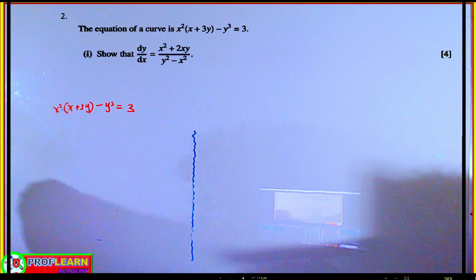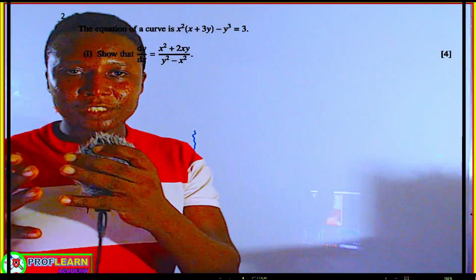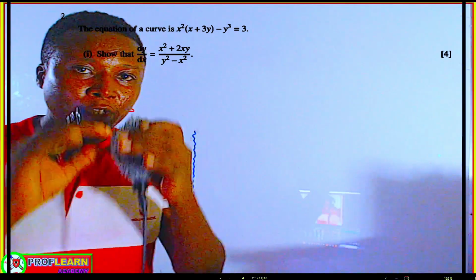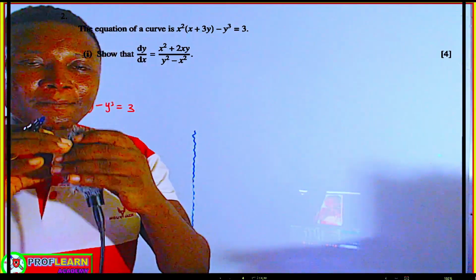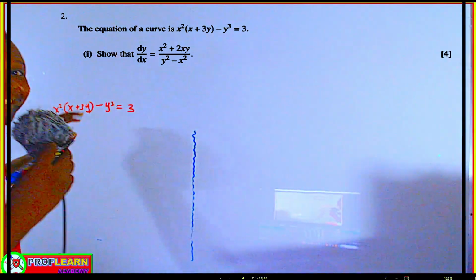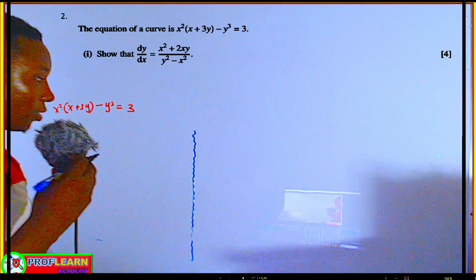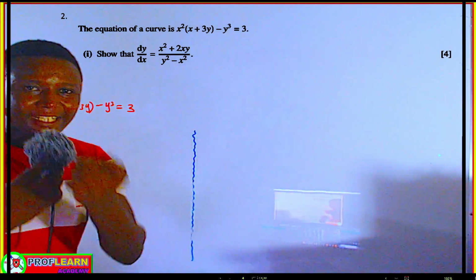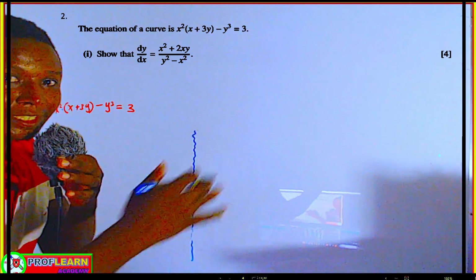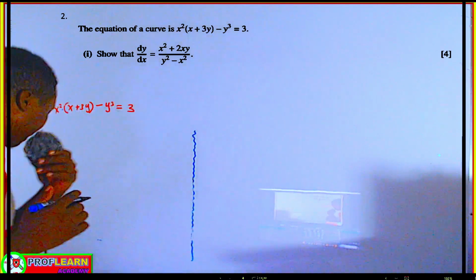Implicit differentiation means that you are not going to rearrange this function so that you have x values on one side and y values on the other side. You are going to implicitly differentiate the values of x and y the way they are, without rearranging them to have an explicit equation with x values on one side and y values on the other side of the equal sign.